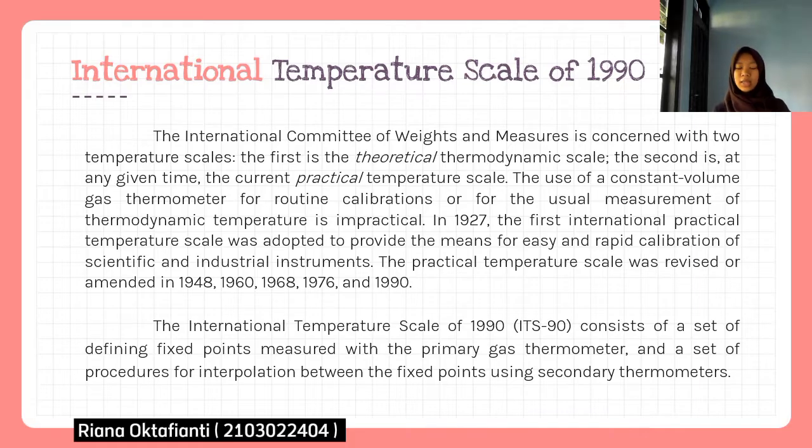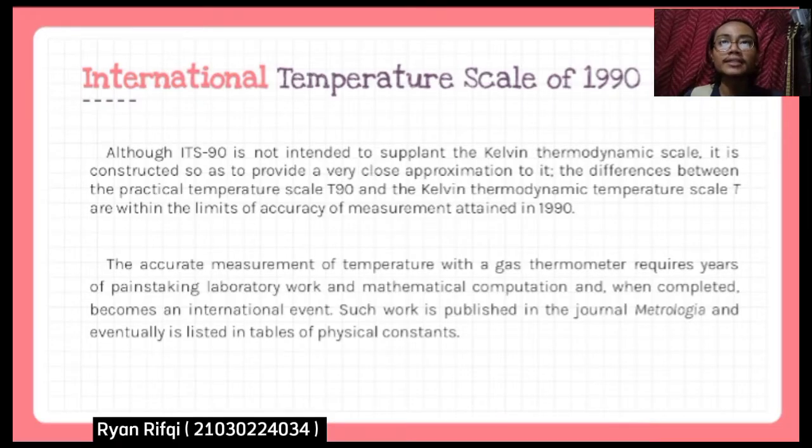The International Temperature Scale of 1990, or ITS-90, consists of a set of defining fixed points measured with the primary gas thermometer and a set of procedures for interpolation between the fixed points using secondary thermometers. Although ITS-90 is not intended to supplant the Kelvin thermodynamic scale, it's constructed so as to provide a very close approximation to it. The differences between the practical temperature scale T90 and the Kelvin thermodynamic temperature scale T are within the limits of accuracy of measurement attained in 1990.